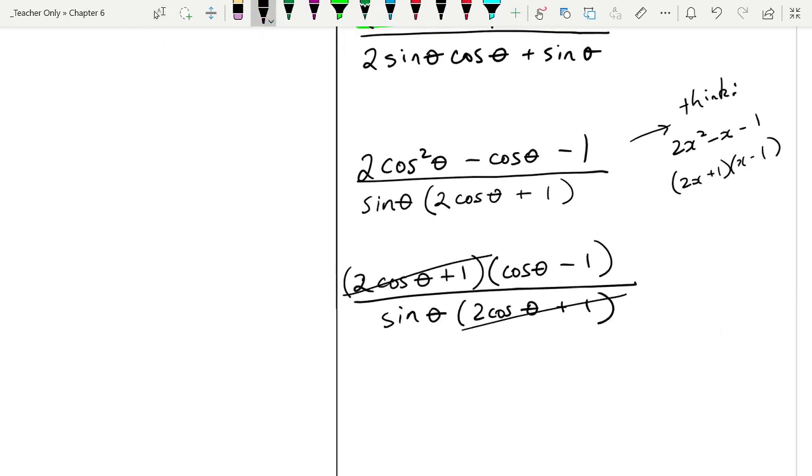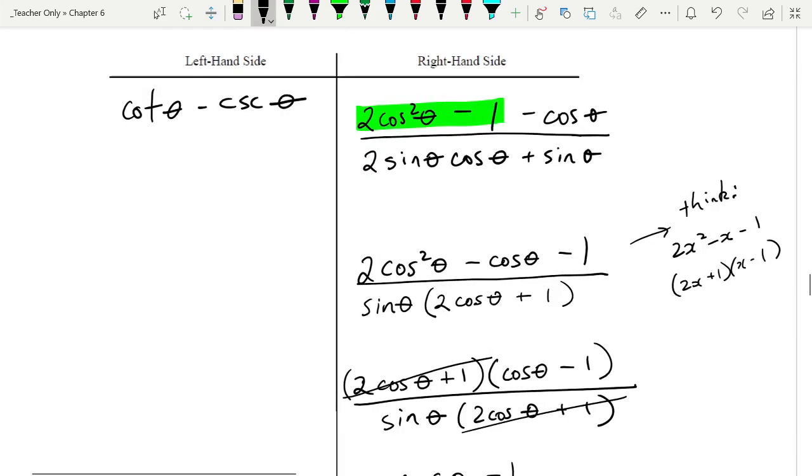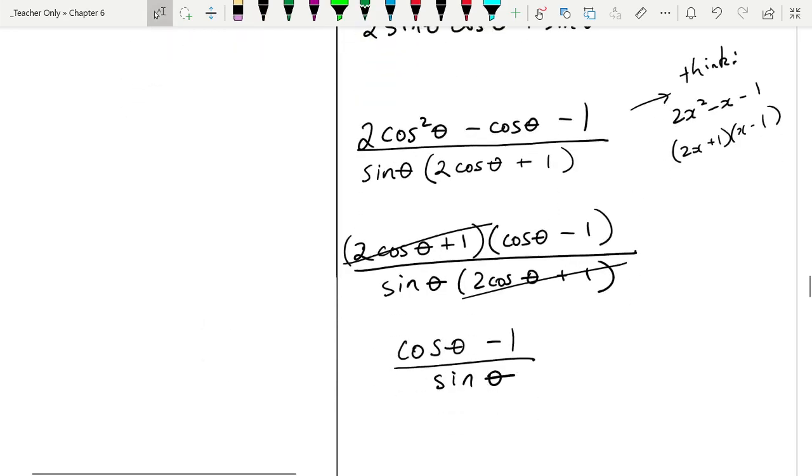Anything divided by itself is 1. So I now have cos theta minus 1 over sine theta. And there might be people looking at that going, hey, that still doesn't look like the other side. Oh, use your imagination. It's exactly the other side.